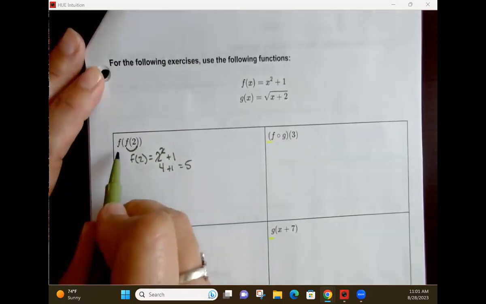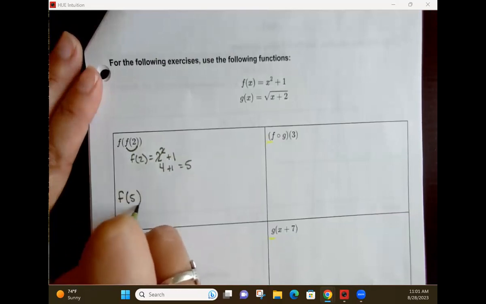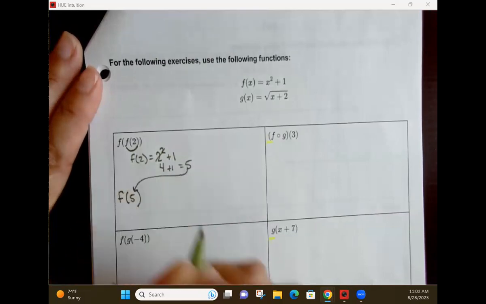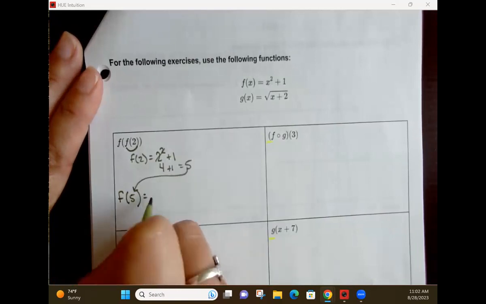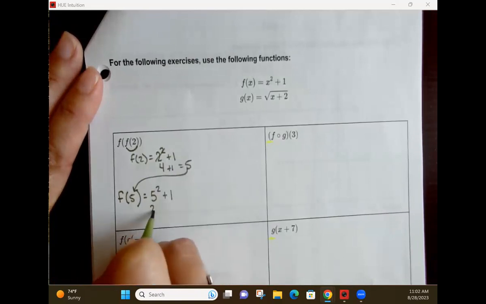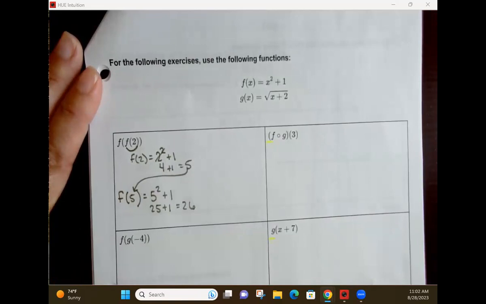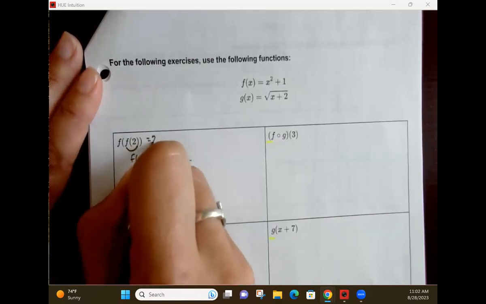And now we're using f again. So I'm going to find f of 5. Right? The output for my first function becomes the input for my second. And this would be 5 squared plus 1. 5 squared is 25, plus 1 is 26. So f of f of 2 is 26.